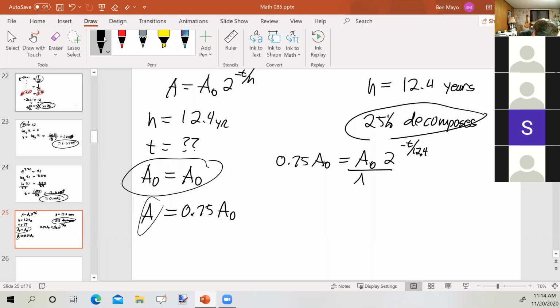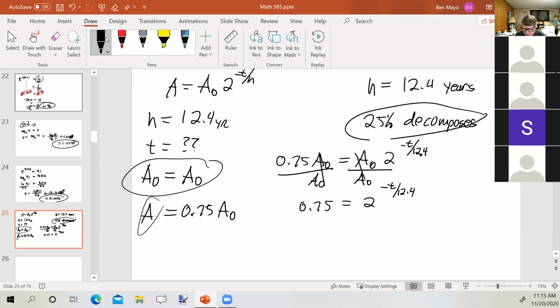Now I'm going to divide both sides by the starting amount. So 0.75 equals 2 to the negative T over 12.4 power. So just like a problem I did yesterday, where we were talking about doubling the amount, we don't need to know what the amount is because it gets divided out before we get to the final answer. So now I've got 0.75 equals 2 to the negative T over 12.4 power.